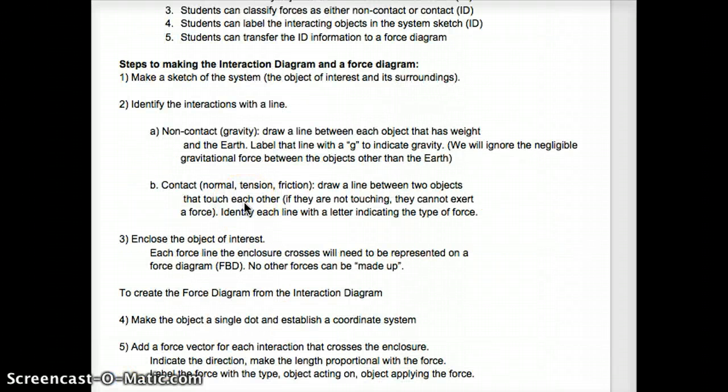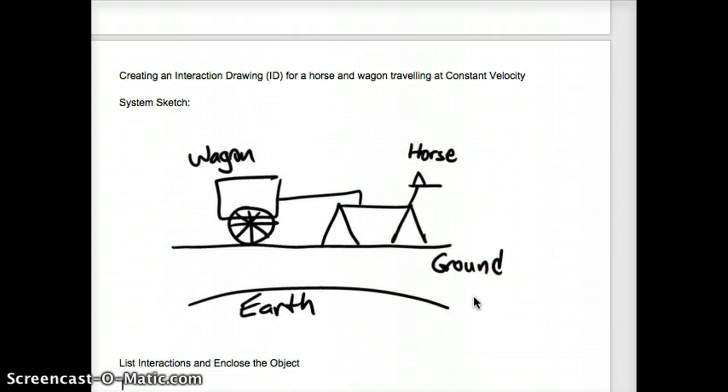So here's some advice on making an interaction diagram. So let's see what an interaction diagram would look like for this system. When we say system, we're just talking about certain objects that we're including in our description, certain objects that we're interested in for our research or question of interest. So here I would circle these. I'm interested in the wagon and the horse. I would always draw Earth below if they're on Earth, and then I would go from there.